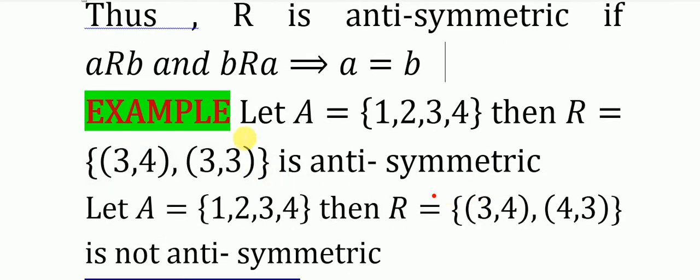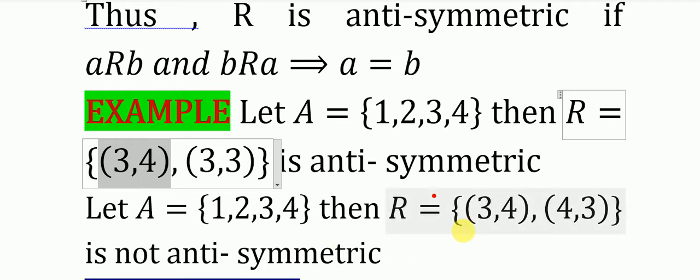So here is an example. Let us consider the set A equals {1, 2, 3, 4}. Then I have {(3,4), (3,3)}, which is antisymmetric. Here A equals {1, 2, 3, 4} and R is equal to {(3,4), (3,3)}, an antisymmetric relation, because (3,3) belongs to R and (3,3) belongs to R means 3 is equal to 3, that is a is equal to b, only this 3 and 3. So this is not symmetric because (4,3) does not belong to this set. So clearly this is antisymmetric.